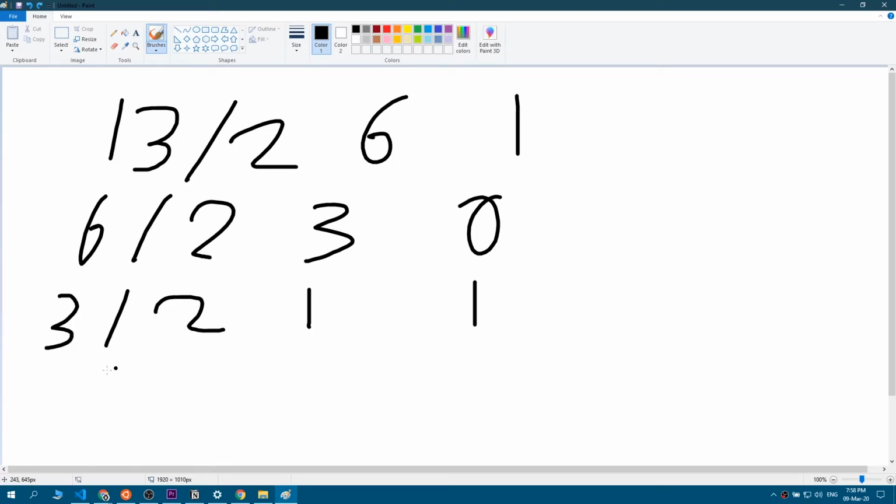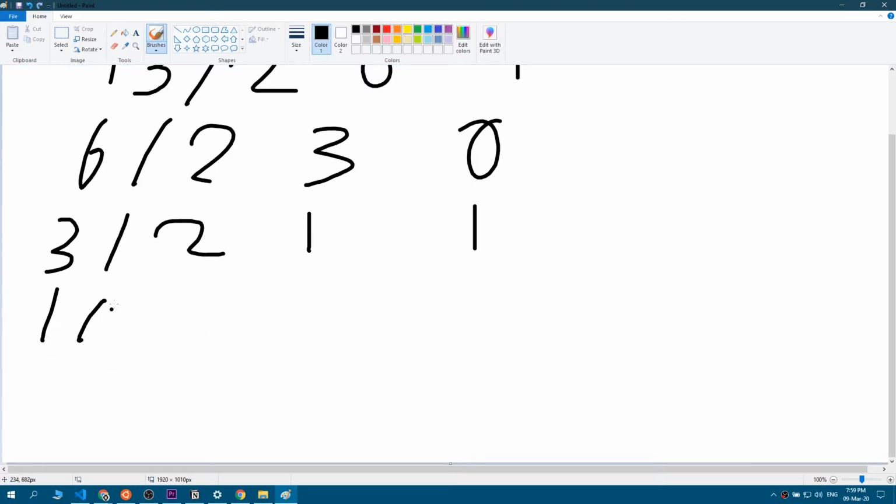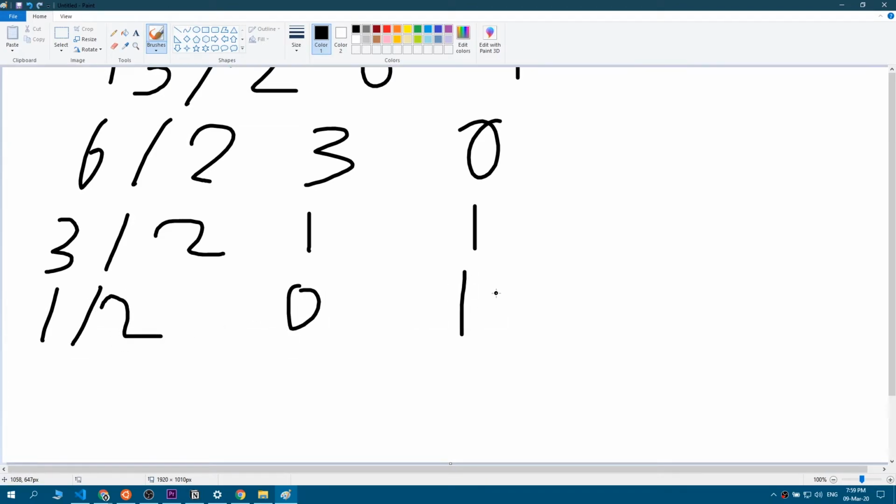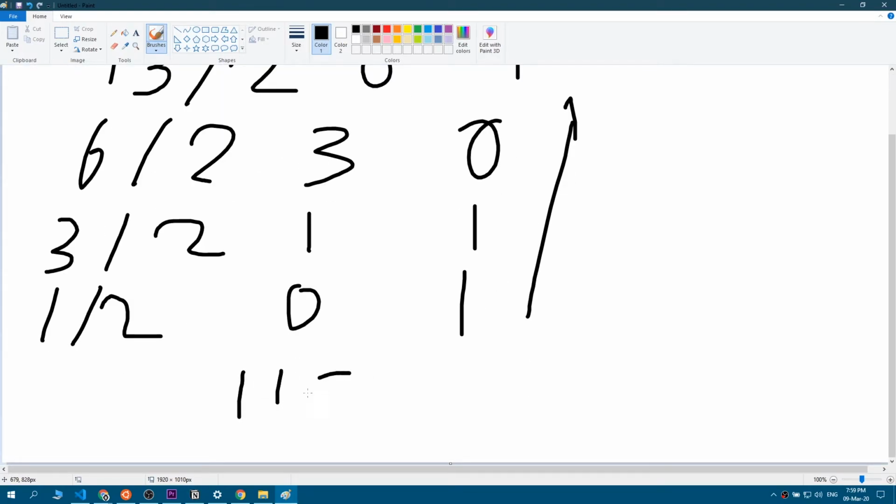So then we get 1 divided by 2 gives us 0, remaining is 1. We write this like that, so it would be 1 1 0 1. Now if we would count those, the highest amount of ones we have in this binary is 2, and that's the number we will be returning.